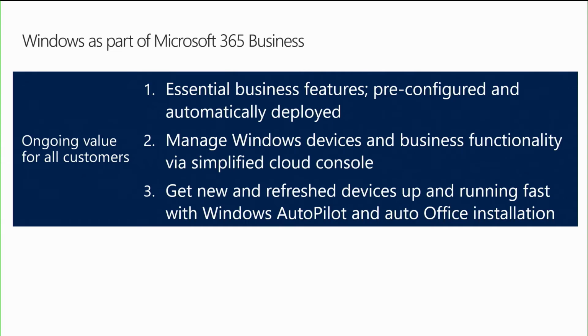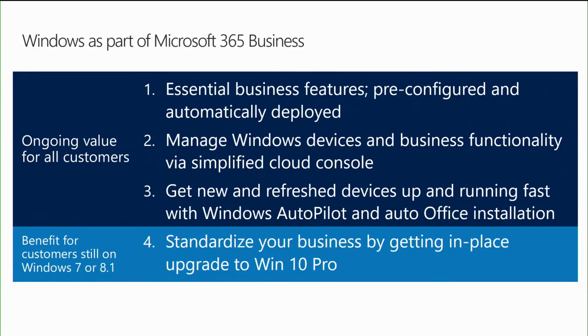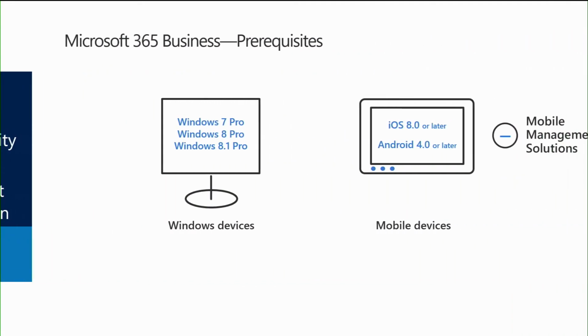It takes a lot of effort. And so with Windows Autopilot, you can just get your device up and running very quickly, and so your employee can start using it. Windows Autopilot makes it really seamless for you to put your device policies on a new and refreshed device. And of course, the Windows value that you get in Microsoft 365 Business is in-place upgrade to Windows 10 Pro if you're on 7 or 8.1 Pro previously.